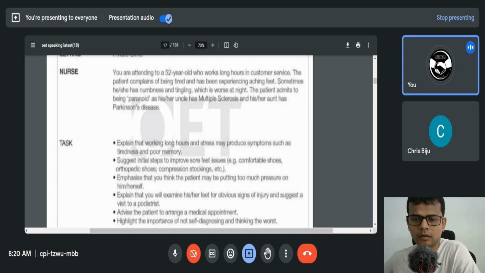I can do that. But the real reason why I'm here is that I feel paranoid, especially because I suspect that I'm having some neurological problems because my aunt died of multiple sclerosis and she had Parkinson's disease. It's all over in my family. I'm quite worried.